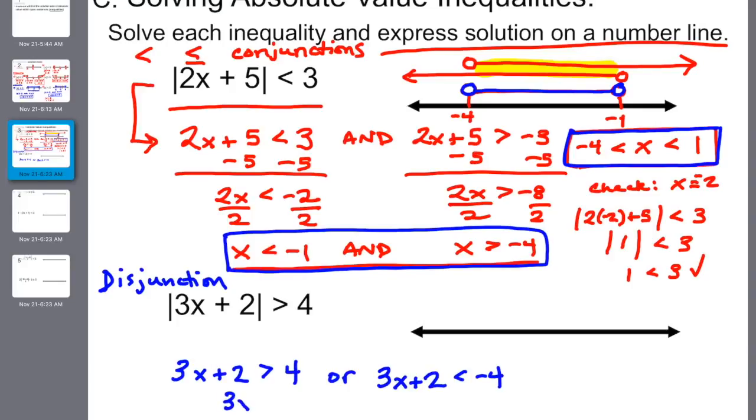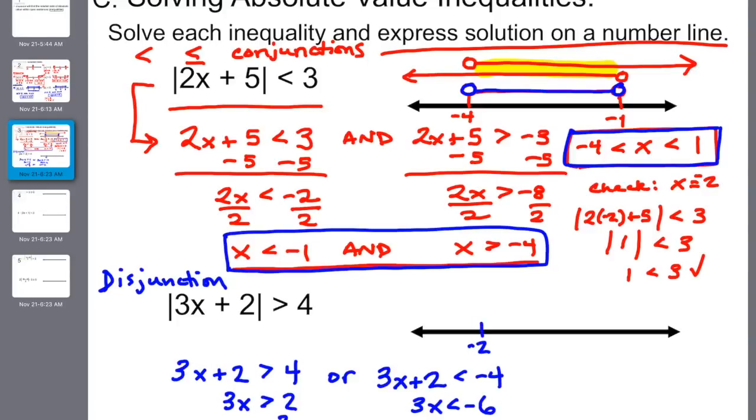So we're going to solve these. I'm going to subtract 2 from each side. I'm going to have 3x is greater than 2. Divide by 3 and we get x is greater than 2/3. Or subtract my 2 here. I have 3x is less than negative 6. Divide by 3, I get x is less than negative 2.